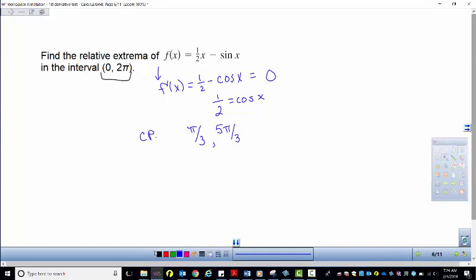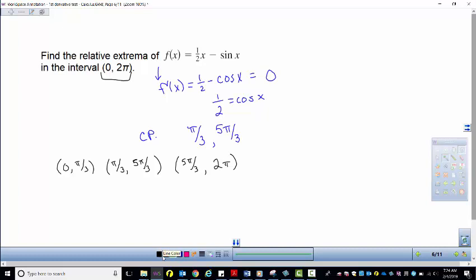So now I'm going to make my intervals, and instead of using infinity, this time I have from 0 to pi over 3, and then pi over 3 to 5 pi over 3, and then 5 pi over 3 to 2 pi. So you have to find values in between those.